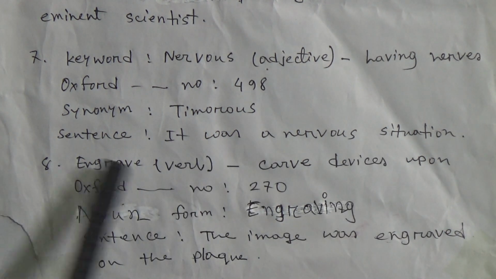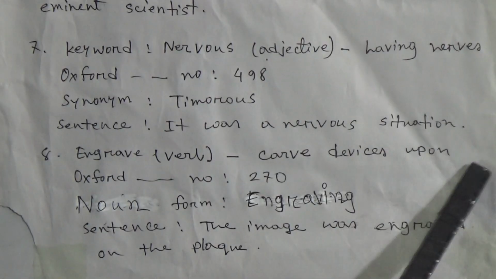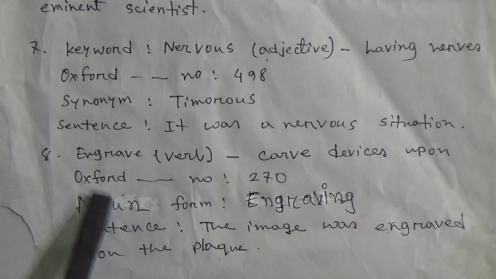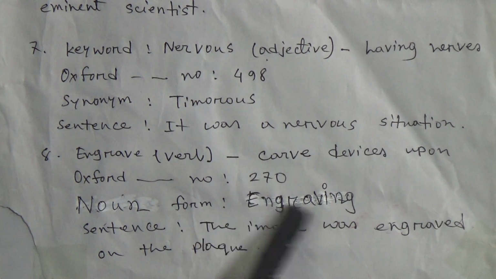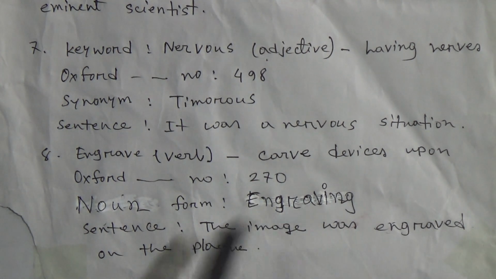Okay, number 8, engrave, which is a verb and its meaning is carved images upon. The Oxford Advanced Learner's Dictionary page number is 270, and its noun form is engraving. This sentence will be: The image was engraved on the plaque.